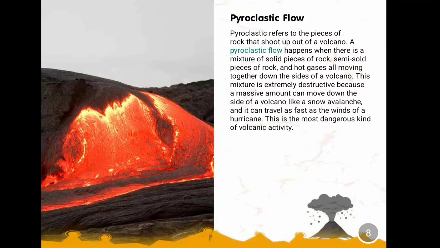Pyroclastic flow. Pyroclastic refers to the pieces of rock that shoot up out of a volcano. A pyroclastic flow happens when there is a mixture of solid pieces of rock, semi-solid pieces of rock, and hot gases all moving together down the sides of a volcano. This mixture is extremely destructive because a massive amount can move down the side of a volcano like a snow avalanche, and it can travel as fast as the winds of a hurricane. This is the most dangerous kind of volcanic activity.